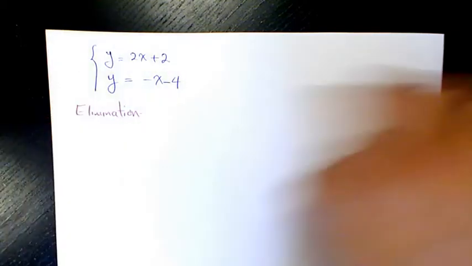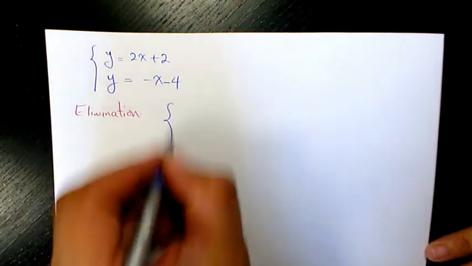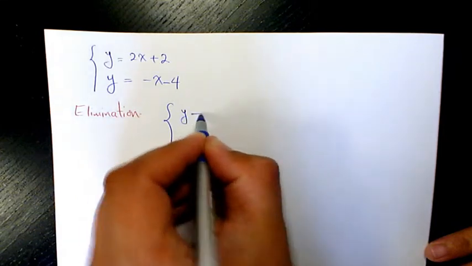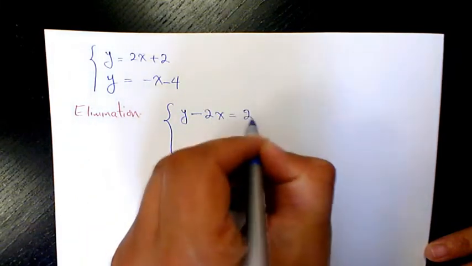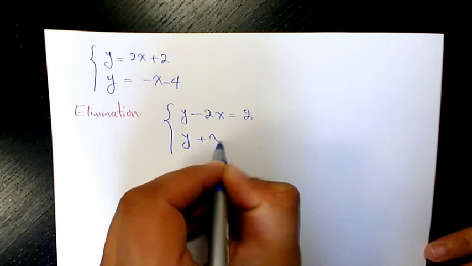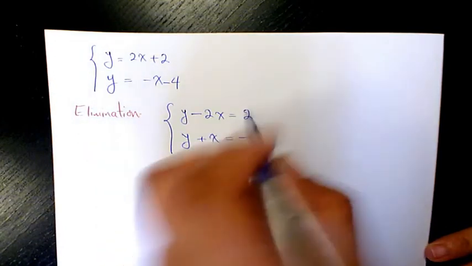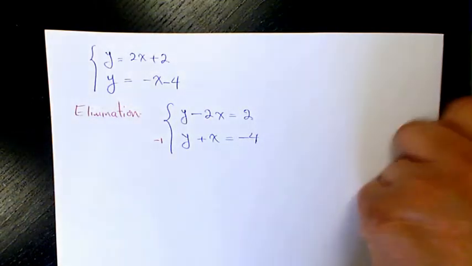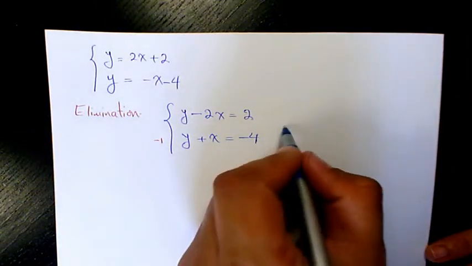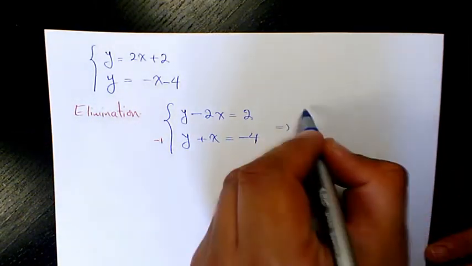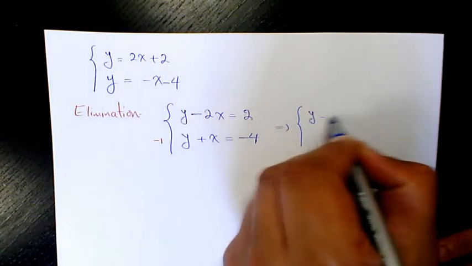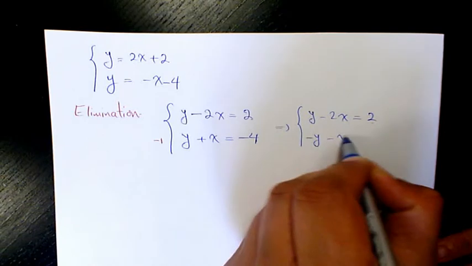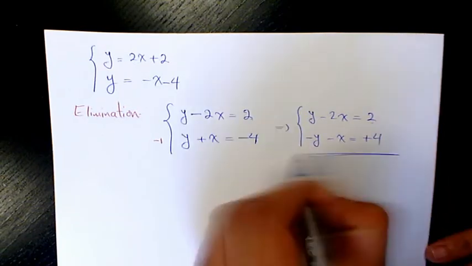Let's use the elimination method. For elimination, I keep the variables on one side, so y minus 2x equals 2, and the other one y plus x equals negative 4. Then I can multiply one of the equations by negative 1 in order to eliminate y. So keep the first equation like that, and the second equation is going to be negative y minus x equals positive 4.